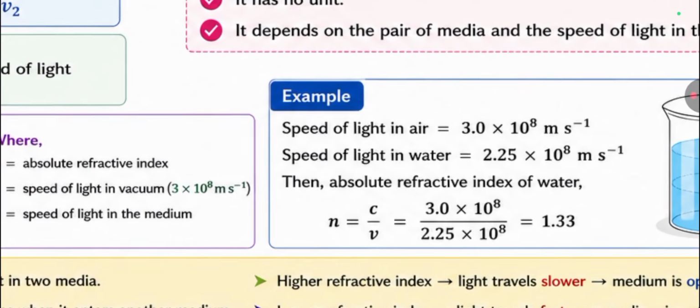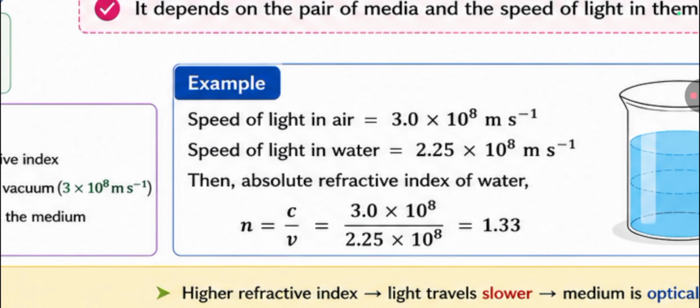Let us use one example. Speed of light in air is already known, 3 into 10 to the power of 8 meter per second. Speed of light in water is 2.25 into 10 to the power of 8 meter per second. Then the absolute refractive index of water, the formula is n is equal to c by v. Substituting the values, we get 3 into 10 to the power of 8 by 2.25 into 10 to the power of 8. Both are speeds, so their units cancel, so it has no units. Calculating, we get the answer 1.33. It is only a number, so refractive index has no units.